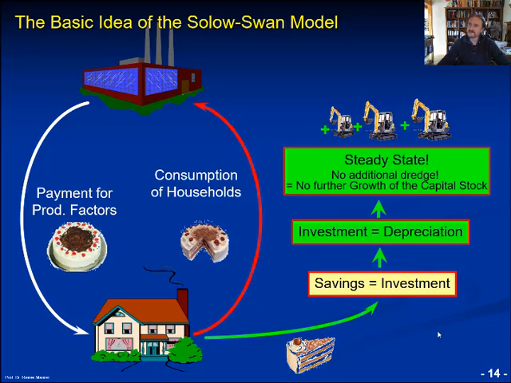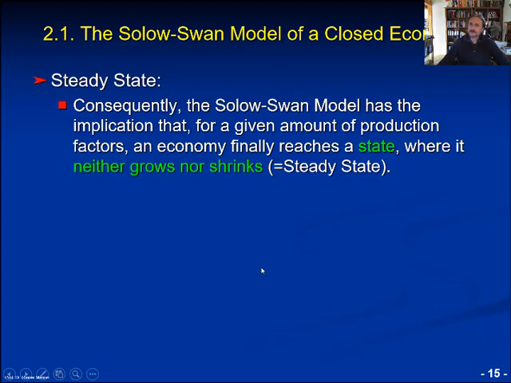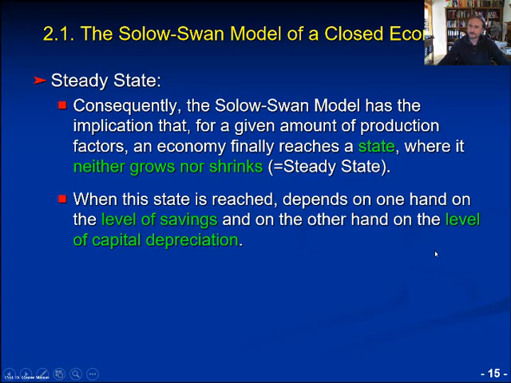The economy is in a steady state. It does not grow, but it does also not shrink. GDP simply stays constant from one year to the next year. Consequently, the Solow-Swan model has the implication that for a given amount of production factors, an economy finally reaches a state where it neither grows nor shrinks. This state is called the steady state.